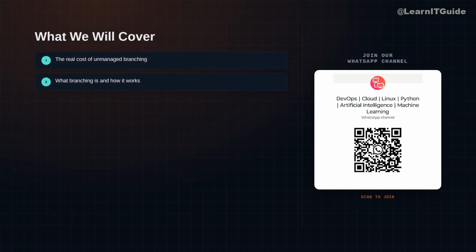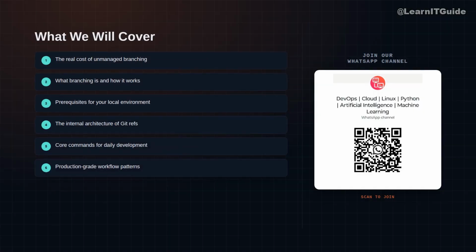We are going to cover why unmanaged branches fail, how Git branching actually works under the hood, the prerequisites you need, the core commands, and the production grade patterns that keep teams moving fast. These are the topics we are going to cover in this video, so do not skip ahead. Watch all the way through to actually understand this properly.